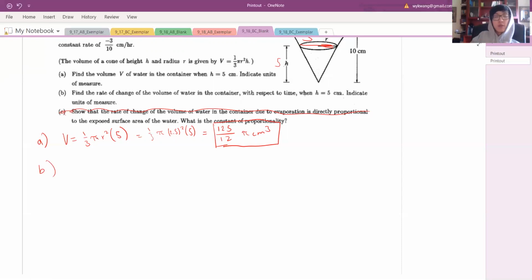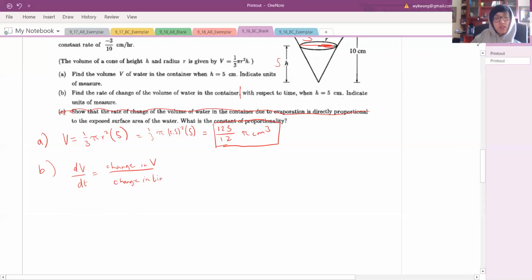So find the rate of change of the volume of water. Okay, so we know what we want to find already. The rate of change of the volume of water, that's just dV over dt. Because remember, dV over dt is equal to change in volume over change in time. That's what all this d stuff means. These are all derivatives. They're all rates. So we want dV over dt. Once we find dV over dt, we've got our answer for part B.